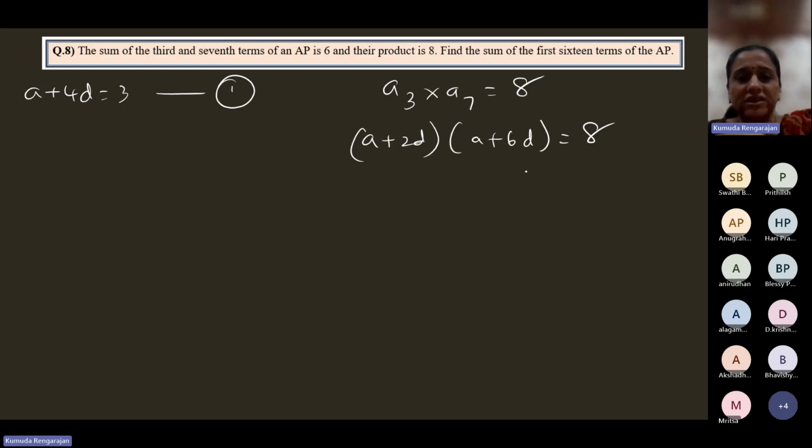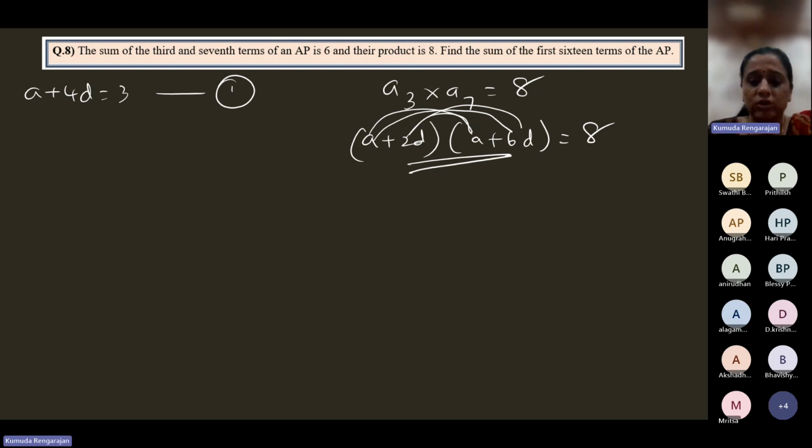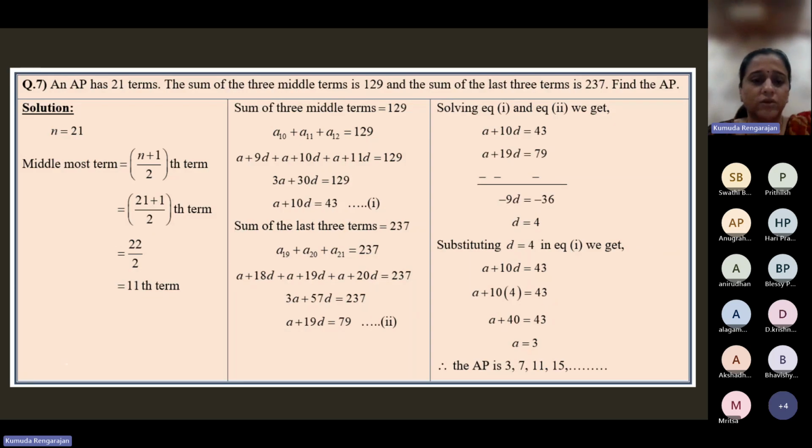So we write the equations one below the other, and then if needed, we change the signs in the second equation, we solve, and we find the value of either A or D, and then substitute and get the value of the other variable. But here, when you multiply these two brackets, you will get A square, 6AD, then 2AD, 12D square. So from this equation, you will not get a linear equation in A and D. So you cannot solve it like you did here.